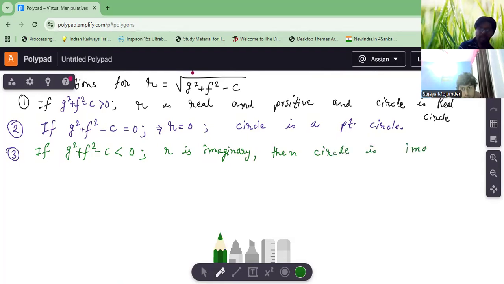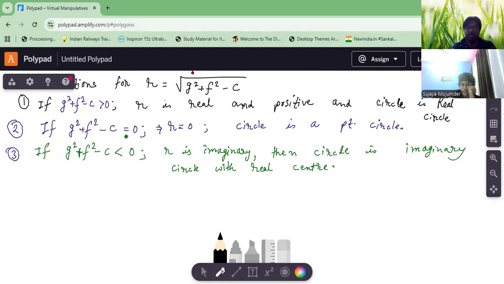Circle would be an imaginary circle with real center. Center is real because G or F is a real number only, no? That's why the circle is an imaginary circle with real center. Okay. This is the third point that we should note. Understood this part?